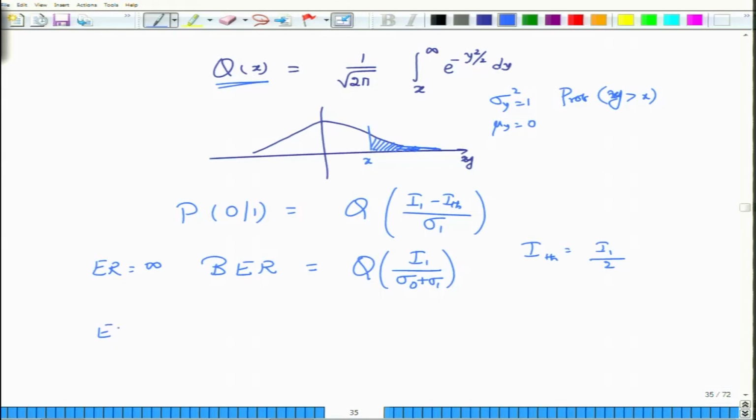But if your extinction ratio is not infinite, then when you launch bit 0 or when you receive bit 0, there will also be an I0 current that you would receive, because there will be non-zero value of P0, which would translate to non-zero value of the current I0, and this should also enter the equations, and it does so because you can show that BER in this case will be given by the Q function of the difference I1 minus I0 divided by sigma 0 plus sigma 1.